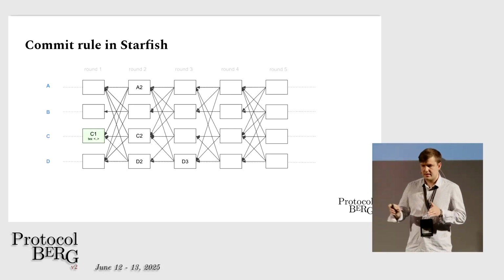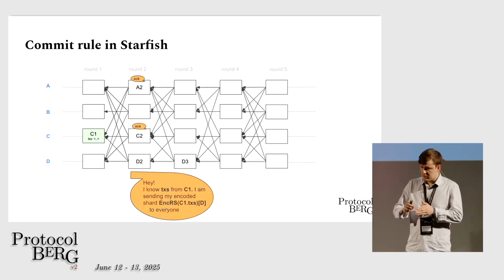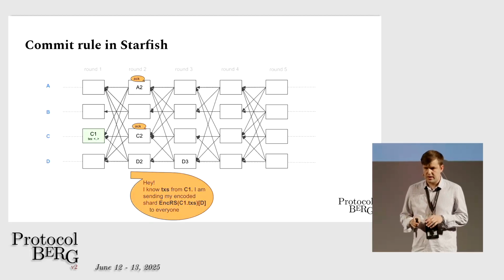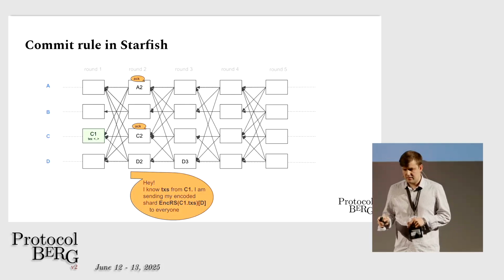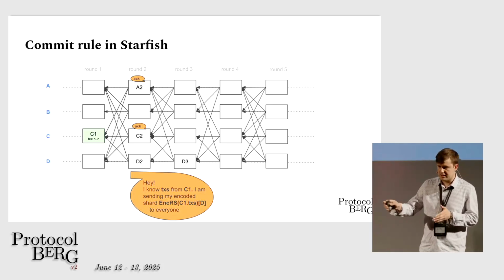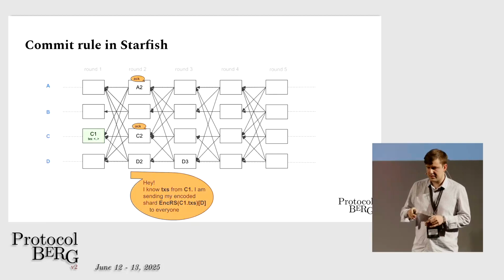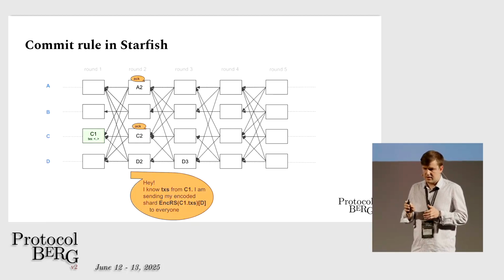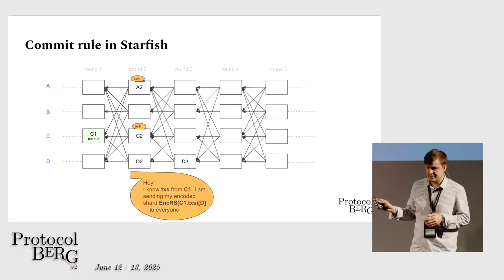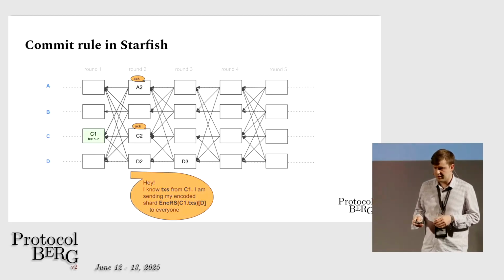Now let's take a look at how we sequence transaction data. Let's say that we have this block C1 with some transaction data inside. Then this block is broadcast to other validators, and in the next round, or maybe a little later, validators say, okay, I know this data from this block, and I acknowledge it. This will be part of the block header. It means I'm going to send my encoded shard to everybody else, or maybe I can send it later if requested from me.